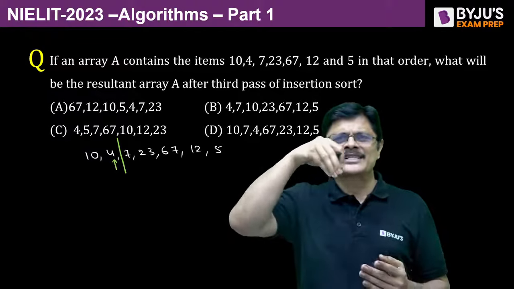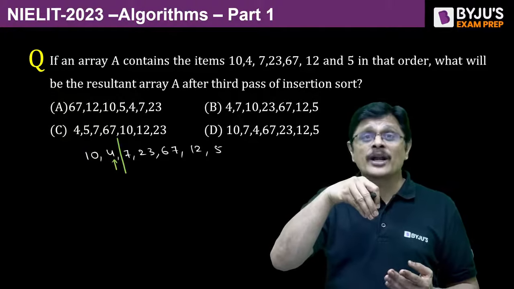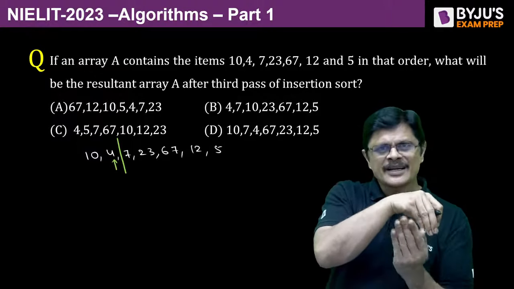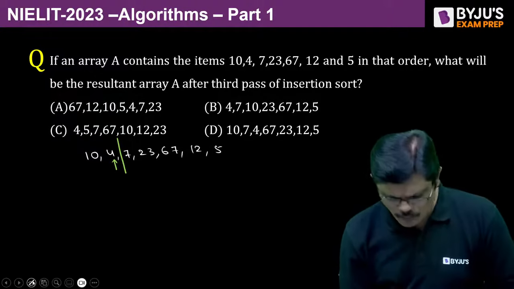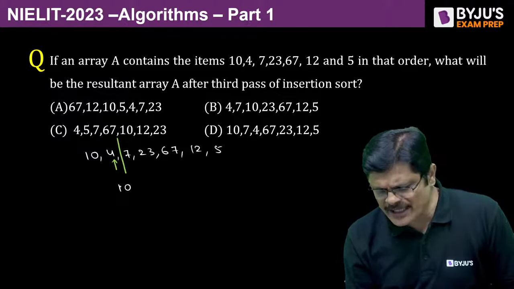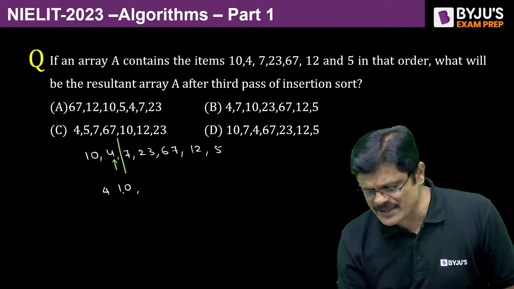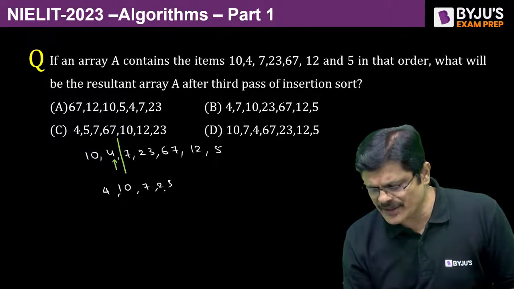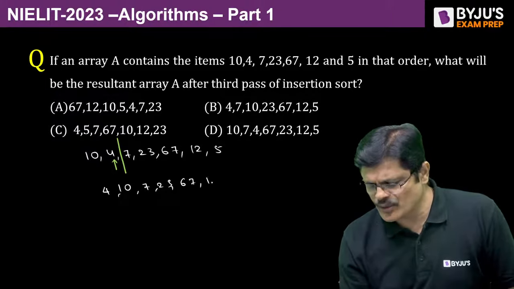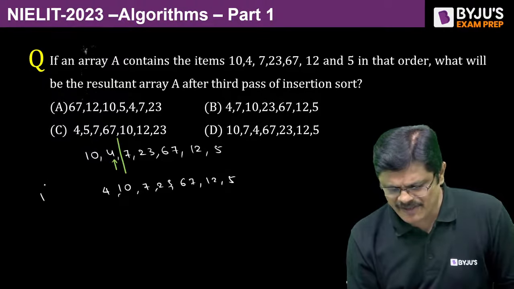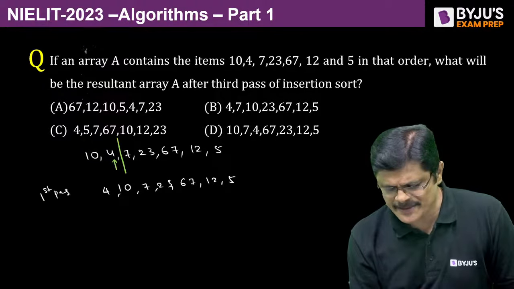4 is taken, it is compared with 10. 4 is smaller than 10, so 4 is moved left, there is no more element, so we keep it here and 10 is moved to the right. So 10 moves right and 4 is placed here. So these two numbers are sorted. Remaining numbers 7, 23, 67, 12 and 5. This is after the first pass.